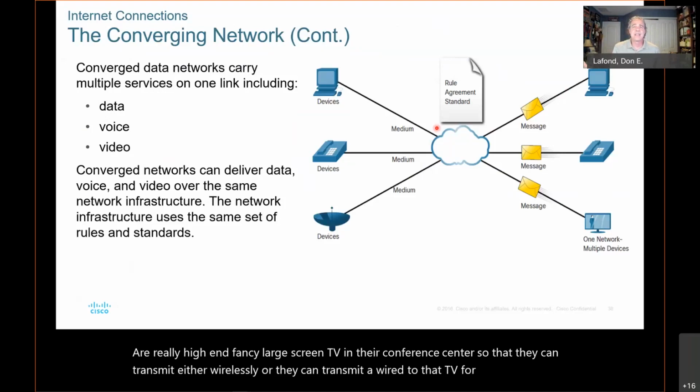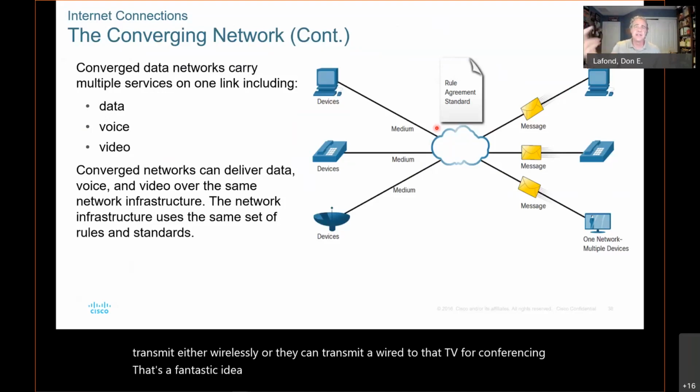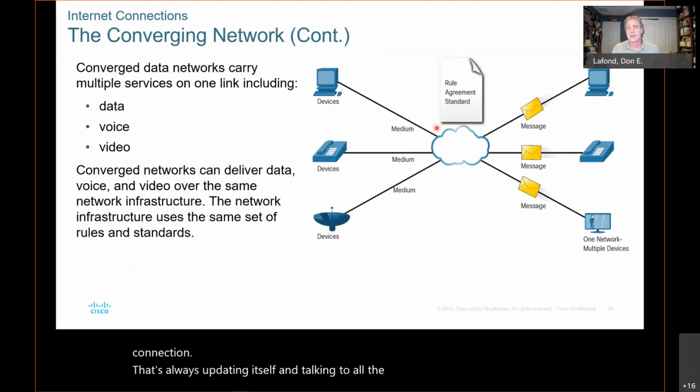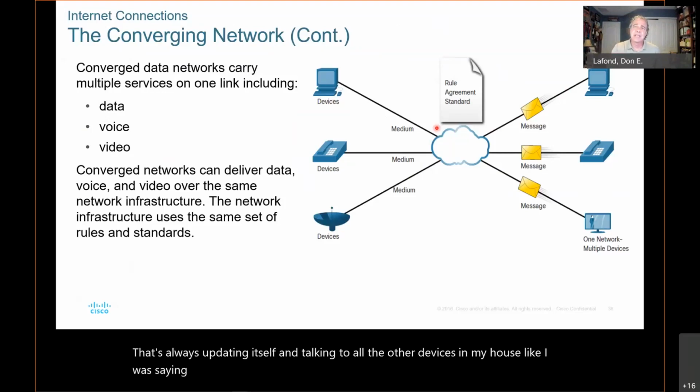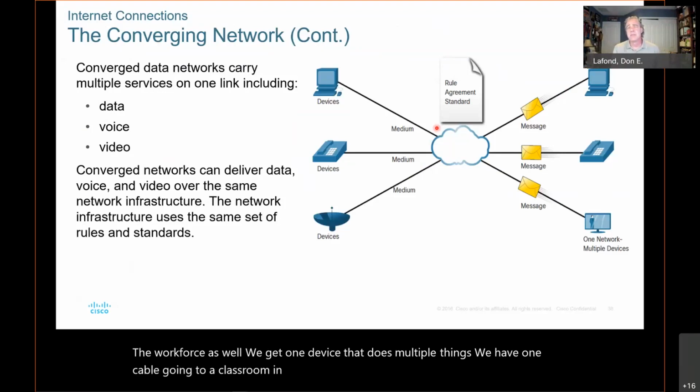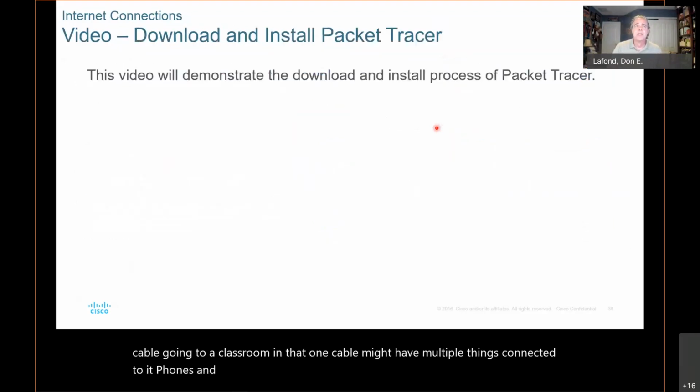And that's a fantastic idea, right? You get the TV, you can use it as a TV, you can have HDMI connections. My computer is connected wirelessly. It's also connected by a physical cable. So my TV is a high-speed connection that's always updating itself and talking to all the other devices in my house, like I was saying earlier. So that is happening in the workforce as well. We get one device that does multiple things. We have one cable going to a classroom, and that one cable might have multiple things connected to it, phones and computers and stuff. We're going to see a video.